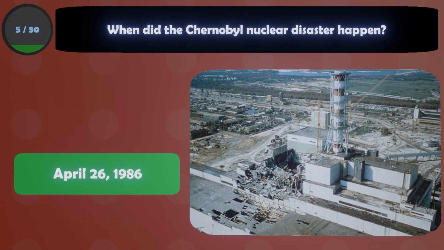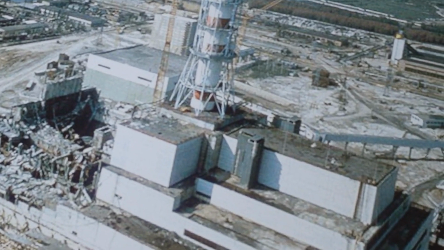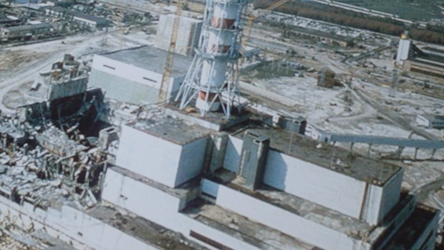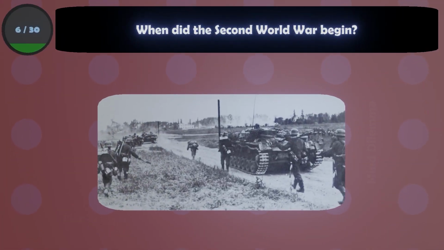It happened on the 26th of April 1986 with the explosion of the fourth reactor of the Chernobyl nuclear power plant near the city of Pripyat. When did the Second World War begin?